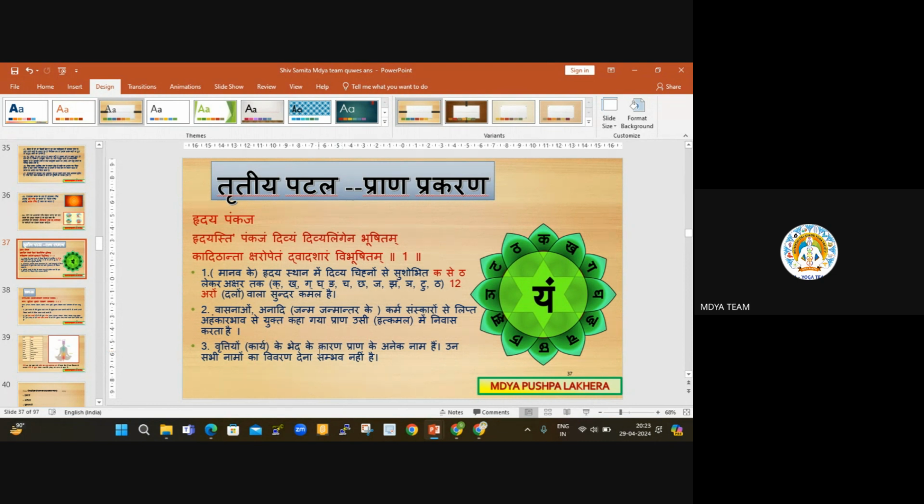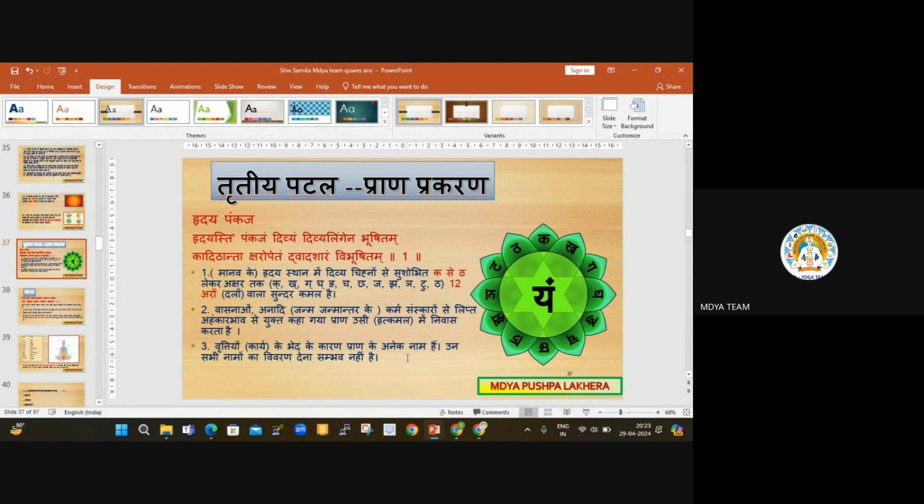It means that here it is stated that in the heart region there is a beautiful and attractive flower, a 12-petal lotus, which has brilliant signs of letters. From which letter will it start? It will start from ka and end with tha. These letters are associated with the Hindi letters.